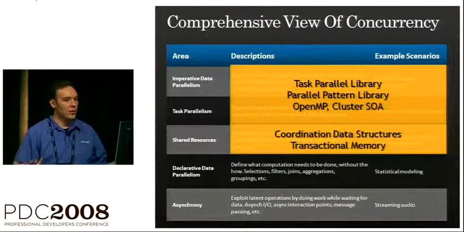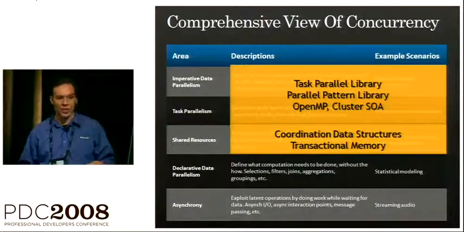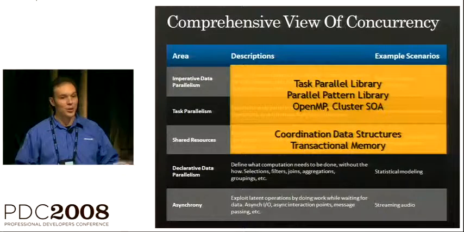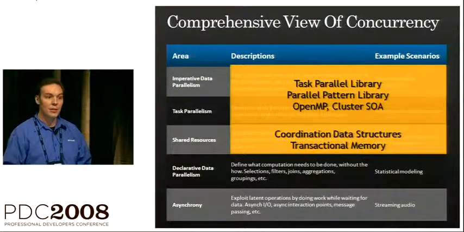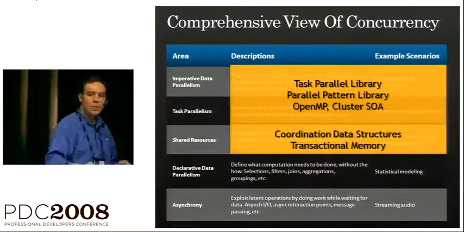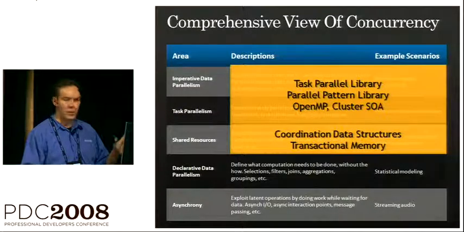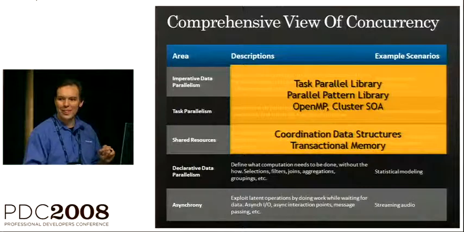Additionally, both across managed and native, we're working on a set of coordination data structures, so you can actually take a collection and add things to it, or remove things from it, or iterate it concurrently. And in the future, we'll be looking at solutions like transactional memory, but that's pretty researchy right now.